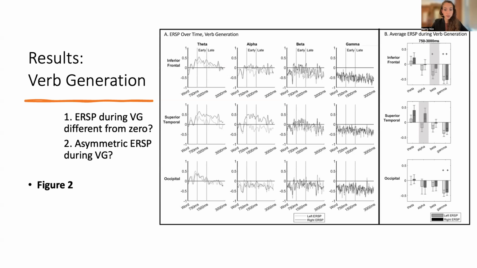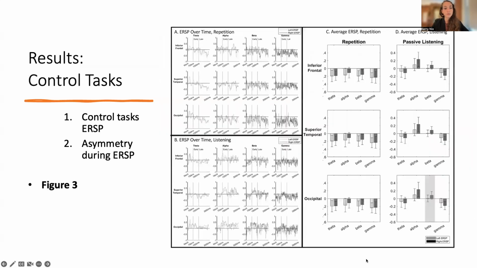From this result, we see that during verb generation there was asymmetry in the beta band in the inferior frontal region and asymmetry in the alpha band in the superior temporal region. We also see ERD in the left inferior frontal beta band, and ERD in the gamma bands, left and right, for the inferior frontal region and occipital region. In control tasks, we did not see any ERD or ERS, but we did see significant asymmetry in the beta band in the occipital region.